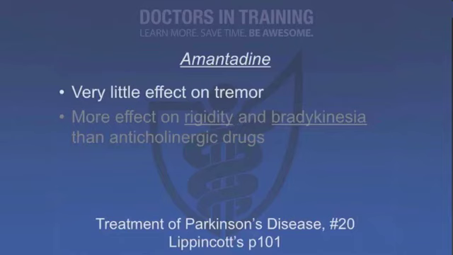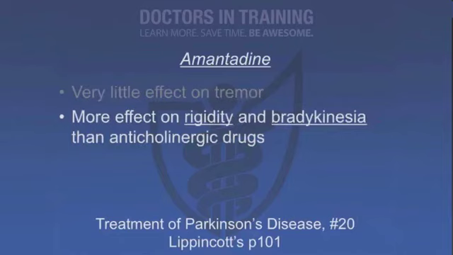If dopamine release is already maximized, amantadine is not really going to have any effect, because again, amantadine is increasing dopamine as one of its methods of action. Amantadine has very little effect on tremor. It has much more effect on rigidity and bradykinesia than the anticholinergic drugs, which we'll talk about shortly. In terms of pharmacokinetics, amantadine has a very short half-life of 2 to 4 hours, and most of the drug is excreted unchanged in the urine.